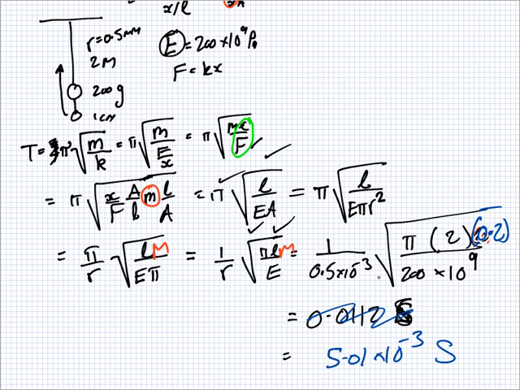Good news is, in the exam, they don't usually make it this hard. What they usually give you is Hooke's constant. Then this is hard because I didn't give you Hooke's constant, I gave you Young's modulus. It's also hard if you forget the formula, 2 pi root m over k.